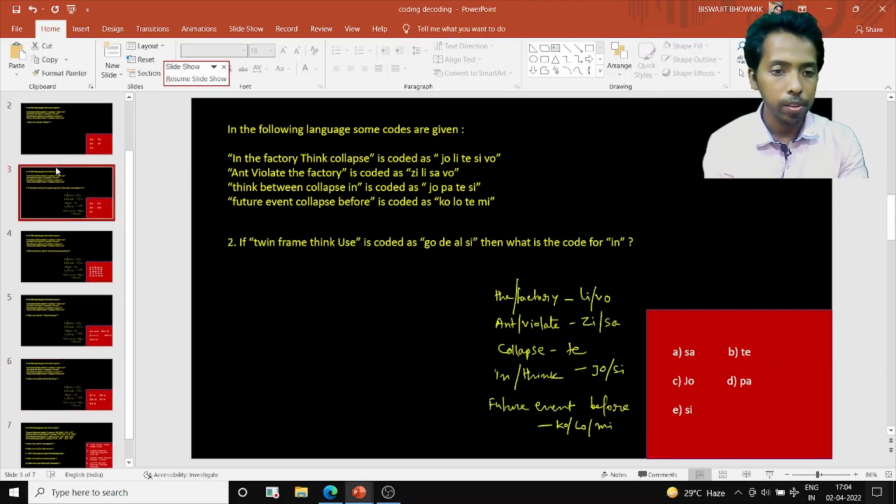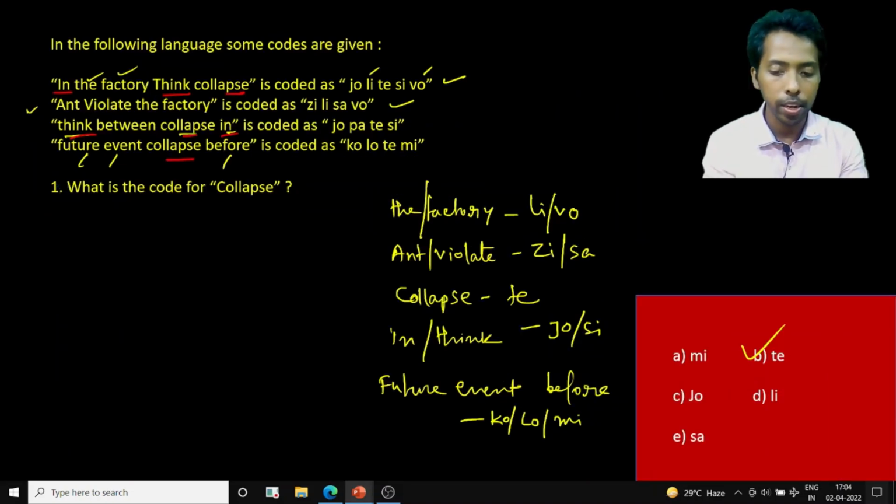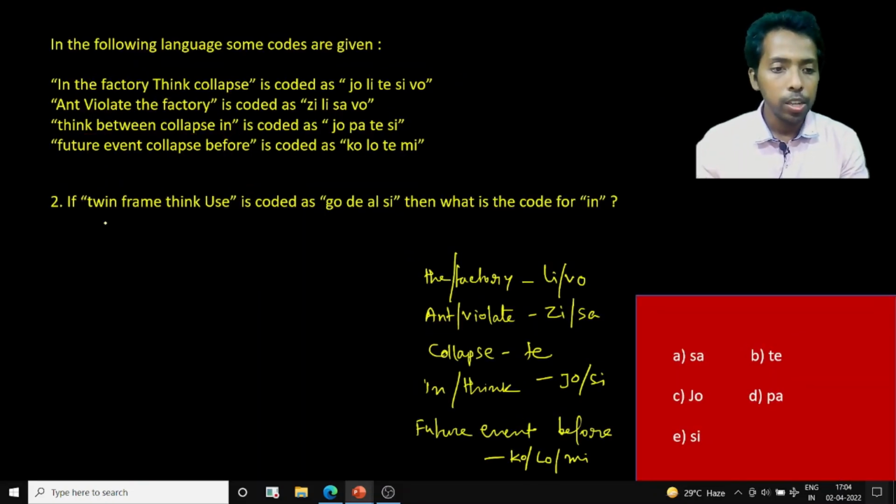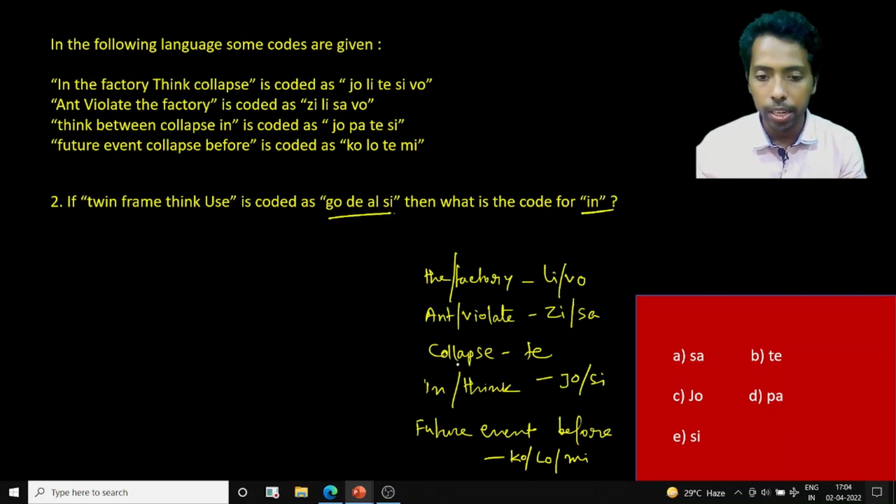Here's the second one. Twine frame think use is coded as given, and what is the code for in? Find out whether the code for in is present. In and think are jo and si. Whatever the codes given, we don't need to think about every possible code for each word, but take that jo and si, whichever is present here. Si is present, so the code for in is jo. So option C is correct.